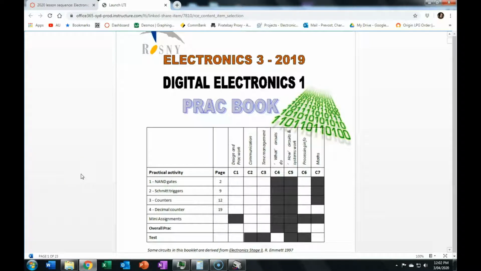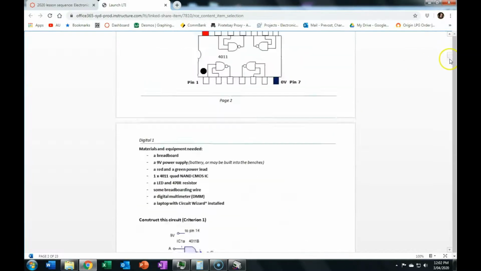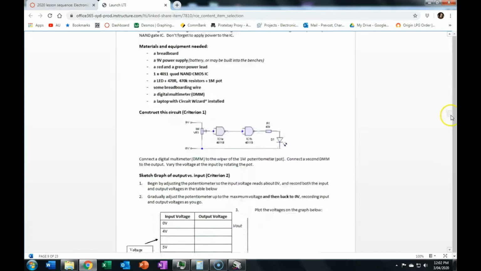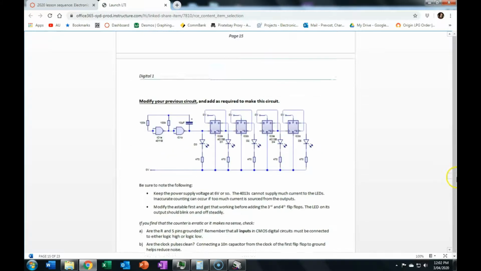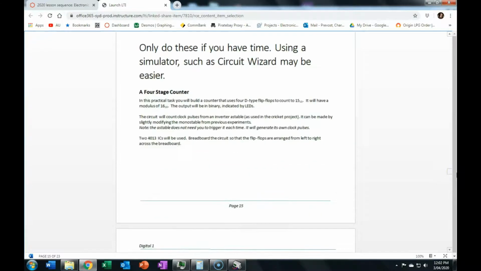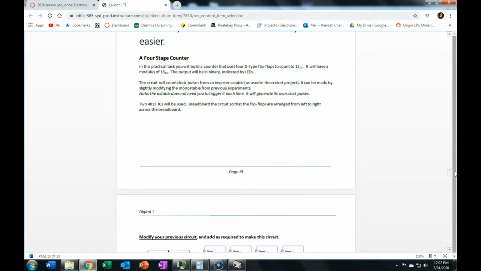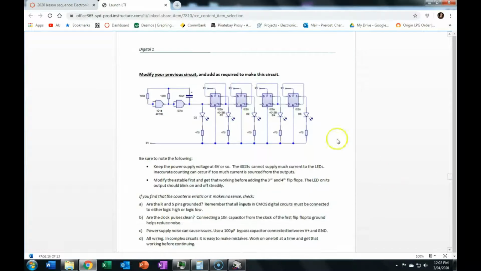Everyone. In this video I'm going to be looking at the second part of the counters prac, which was the 4-stage counter. And rather than try and build it on breadboard, I thought it would be best to demonstrate this using the Circuit Wizard simulation. So we're going to make this 4-stage counter here, and here is the circuit diagram. And notice how there's a bit of a modification.